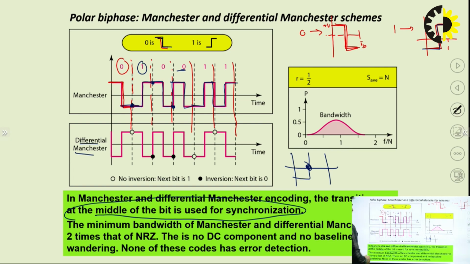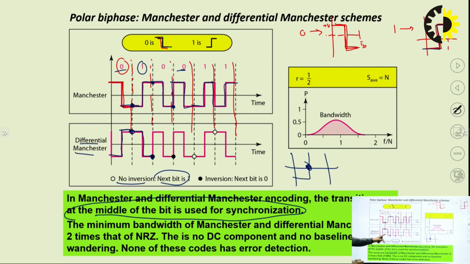Now in the case of differential Manchester, as you can see, 0 is represented as low to high. Here we are taking the low to high scheme for the 0, and now the next bit is 1. For differential Manchester we have to check the next bit. Next bit is coming 1. So if the next bit is 1, no inversion. No inversion means at this point we have a plus voltage. We will continue for this voltage, that is high to low. We will stop at this point.